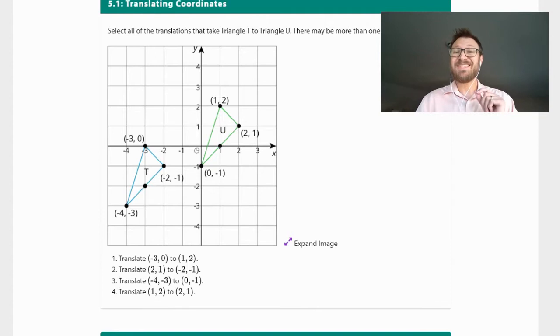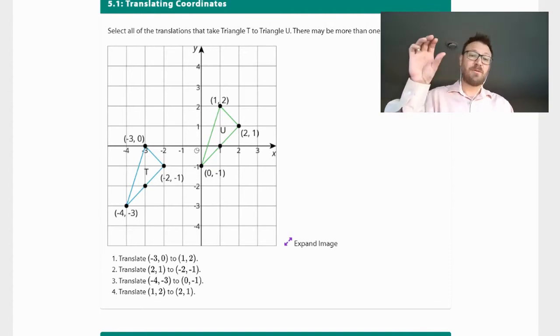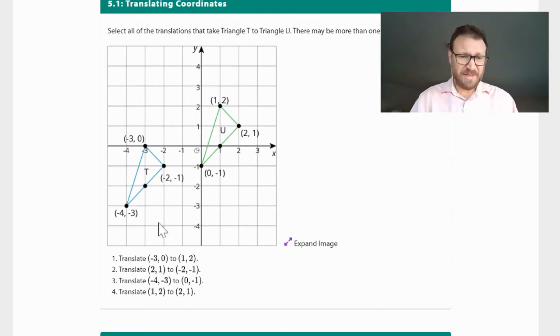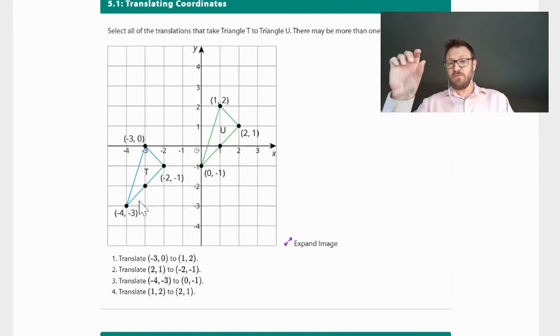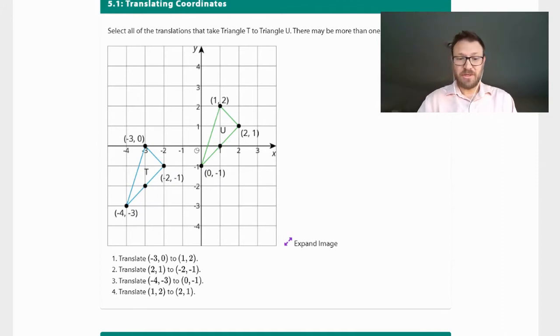Are they corresponding? Definitely. But it's going in the wrong direction, right? We're going T to U. So next one, translate -4, -3 to 0, -1. That means I'm going up 1, 2, 2 units up, and then 1, 2, 3, 4 units to the right. And if I were to make that move, that would put -4, -3 right on top of 0, -1, and bingo, that is a correct point as well.